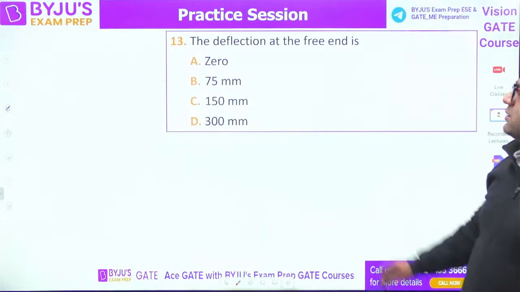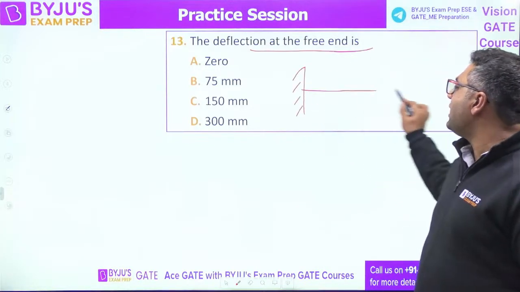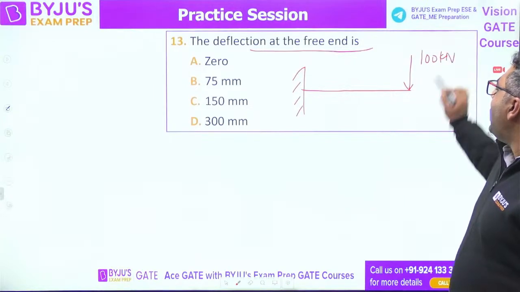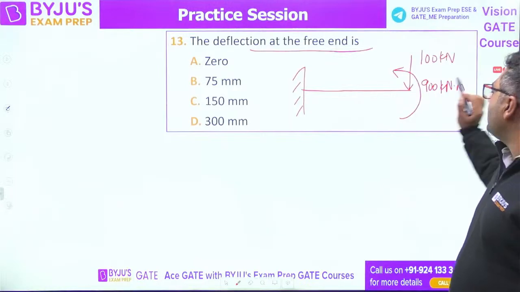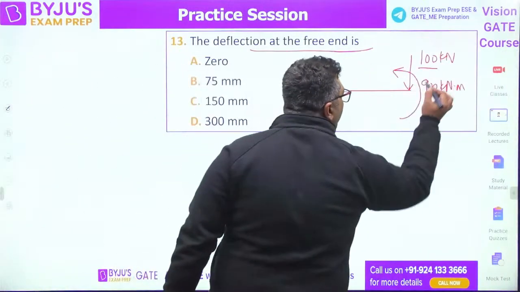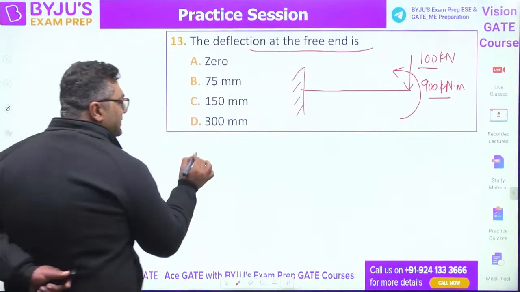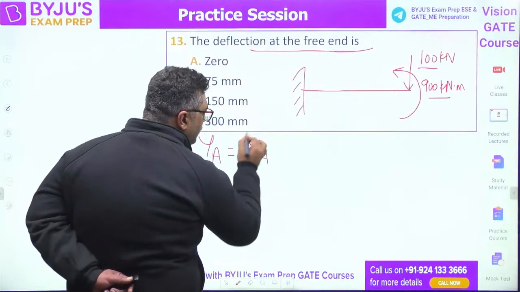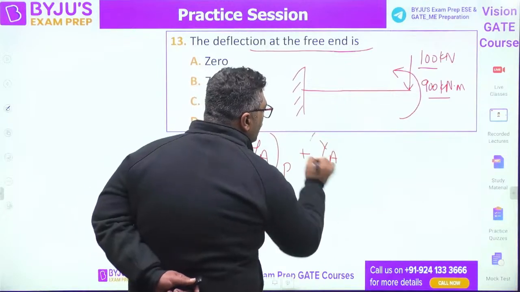Second question that is interesting. The deflection at the free end. So my dear, once again I am making the figure. They are asking the deflection at the free end, where this is the 100 kilonewton and this is the 900 kilonewton meter. I feel everybody knows the principle of superposition. We are going to have a force P and a moment M. It says the deflection at a point because of multiple loads can be found out as deflection at A due to the force plus deflection at A due to the moment.